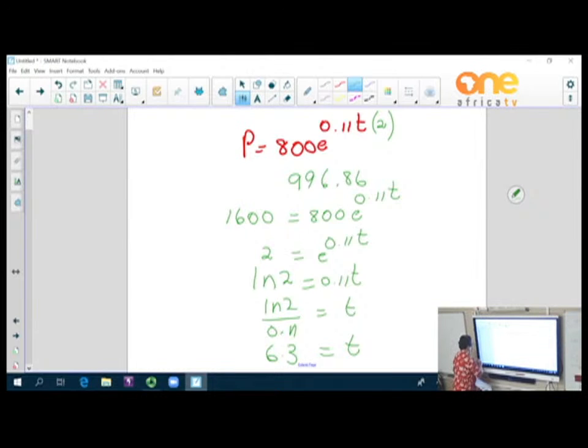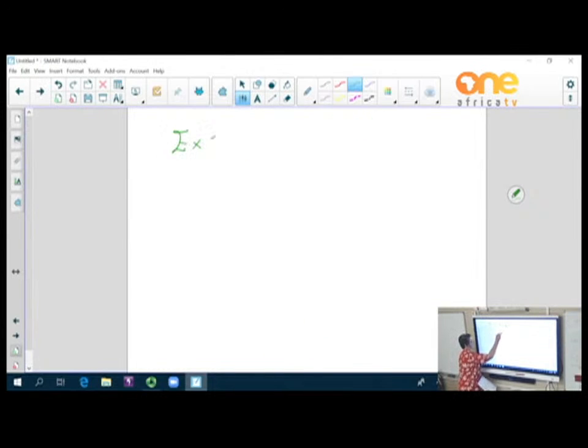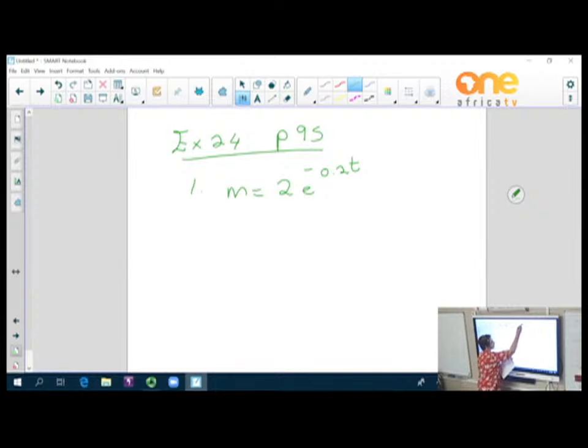So now I want us to look at exercise 24 on page 95. So it's still about this growth factor. The mass of a sample of radioactive lead is measured at intervals. The mass remains, and the formula is M is equal to 2e^(-0.2t). So again, what will be the initial value? 2. And we're working now here with e. Find the mass left after 12 hours.